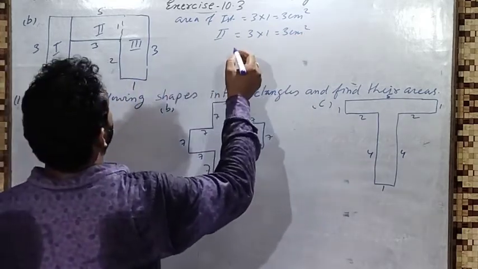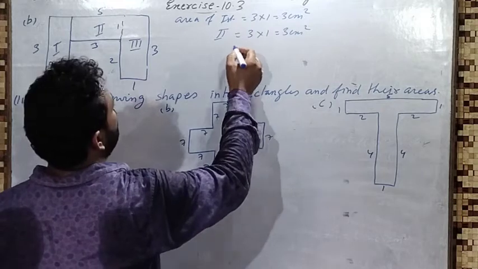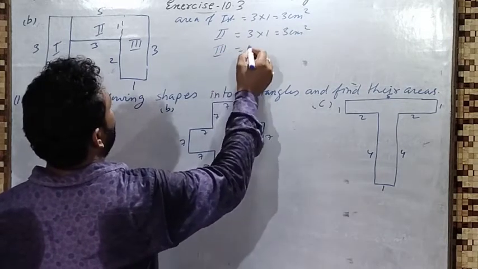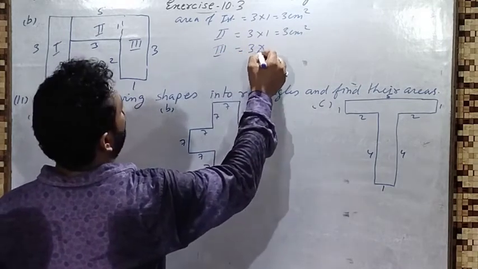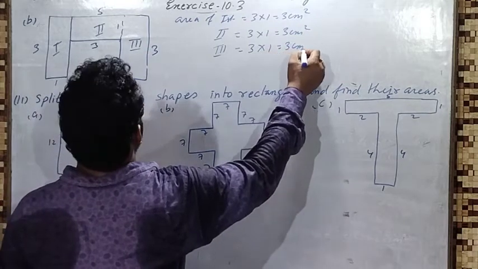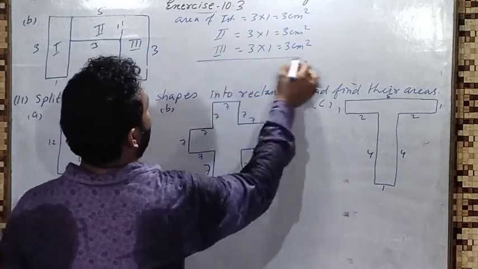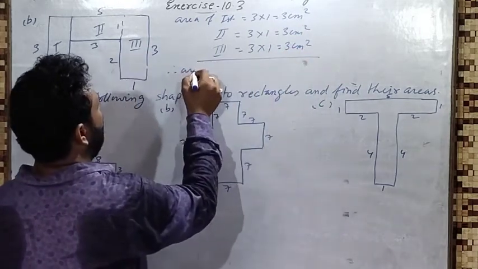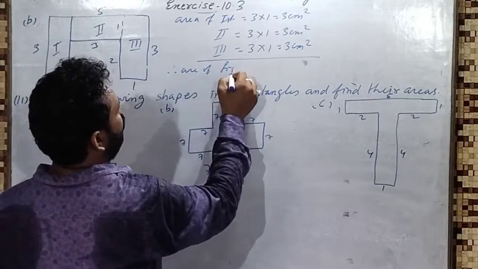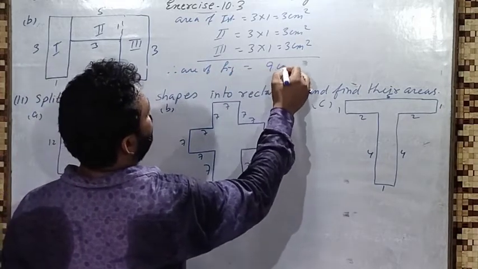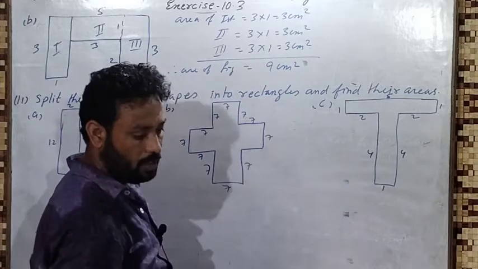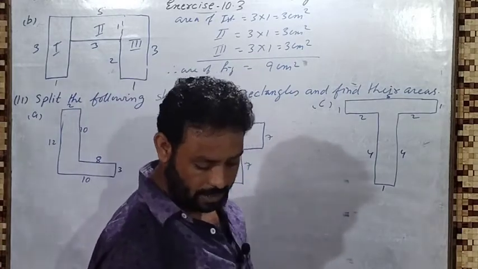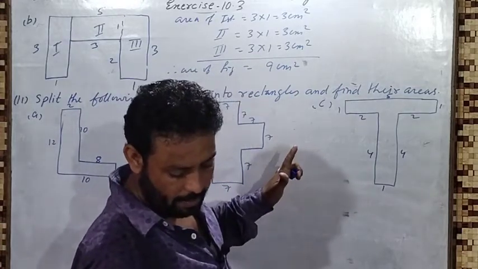Then the third one, 3 into 1 is equal to 3 centimeter square. If you are adding this, you will get the area of the figure, that is 9 centimeter square. So the area of the second figure you will get like this.